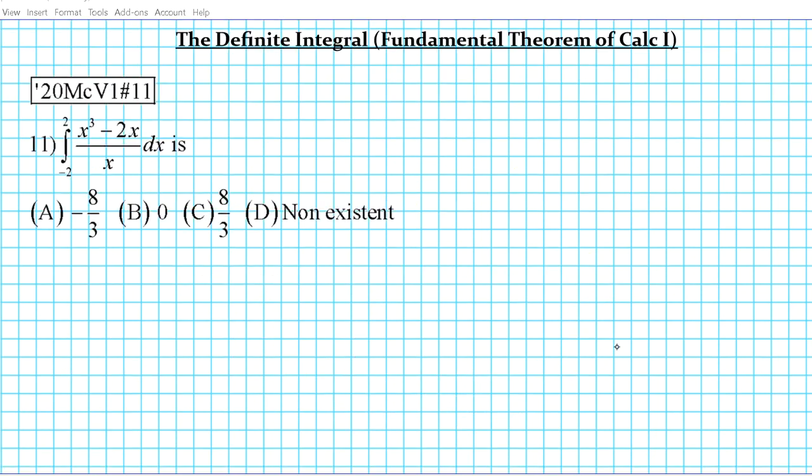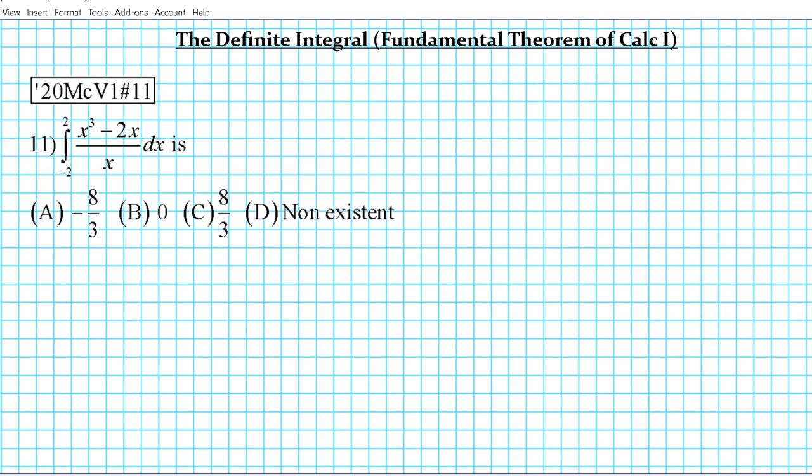Alrighty. Let's take a look at question number 1. Question 11. In question 11, we're going to be assessed on how to evaluate the definite integral or utilization of the fundamental theorem of calculus, part 1. So how do we know that this is a definite integral? Well, because we have definite boundaries here. We have a definite lower and upper limit of integration. So that's how we know that this is a definite integral.